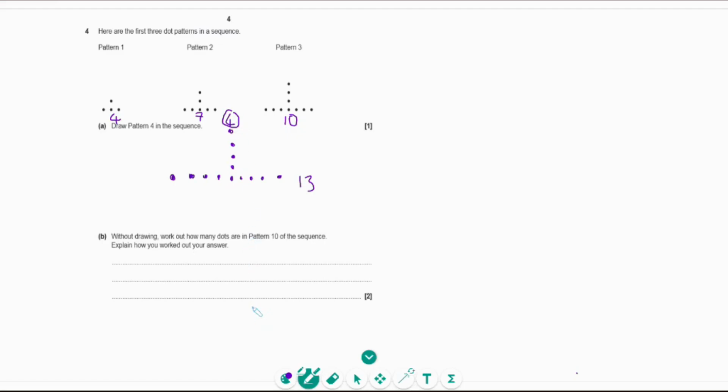Without drawing, work out how many dots are in pattern 10 of the sequence. Explain how you work out your answer. So we've got pattern 1, 2, 3, 4. Can you see we're adding 3 each time? So 5, 6, 7, 8, 9, 10. So in pattern 10, there are 31 dots. And how did I work out my answer? I add 3.